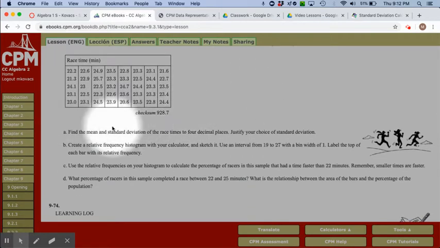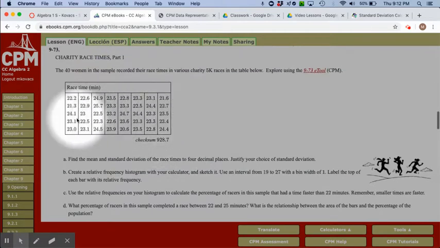Okay. So we're going to find the mean and standard deviation of the race times to 4 decimal places. And we're going to have to decide if we want to use the sample standard deviation or the population standard deviation. So we have to decide, is this the entire population? Well, no, it's 40 women from a sample, right? So we're going to have to use the sample standard deviation represented by the letter S.